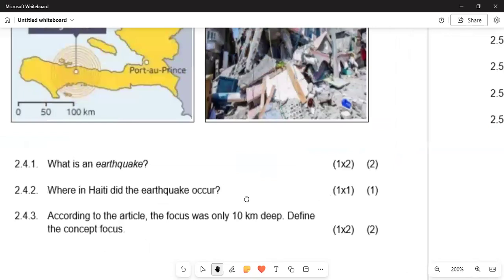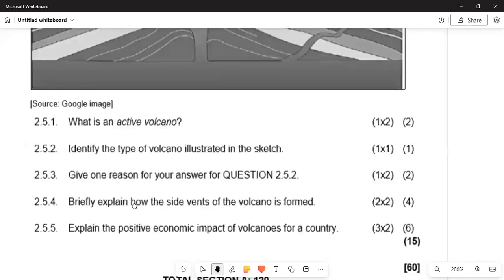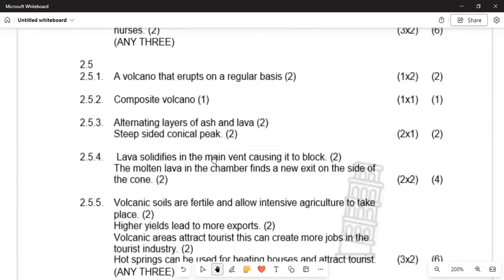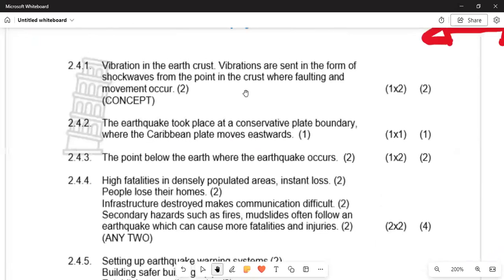All right, moving on, we are saying that an earthquake is a vibration. So ensure that you use the word vibration in the earth's crust. These vibrations are sent in the form of shock waves from the point in the crust where the faulting and movement occurs. Then you get your 2 marks. And where exactly did the earthquake take place? At a conservative plate boundary where the Caribbean plate moves eastwards.